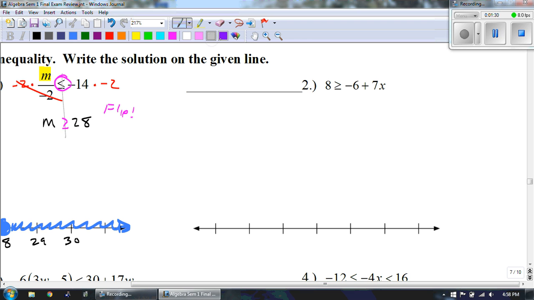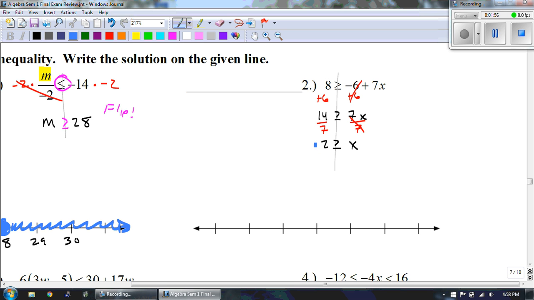All right, number 2. So once again, we're going to follow the rules of SADMAP. So I'm going to add 6 to both sides. 8 plus 6 is 14, which is greater than or equal to 7x. And I want to get that x by itself, so I'm going to divide by 7. Now, I did not divide by a negative, so I don't flip the sign.